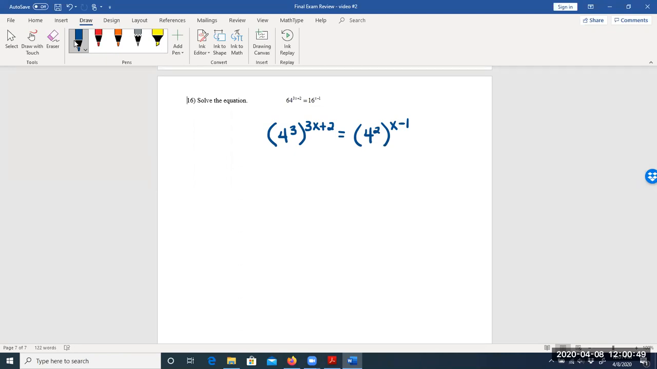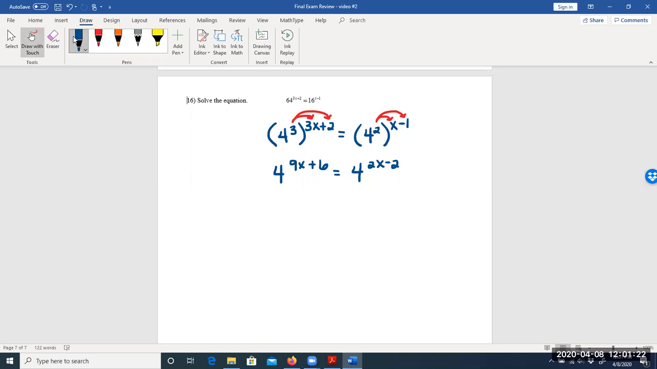So 64 is 4 to the third. 16 is 4 squared. A power to a power, I multiply those exponents. As I multiply, I am distributing. So I'm taking 3 times 3x, and also 3 times 2, 2 times x, and 2 times -1.